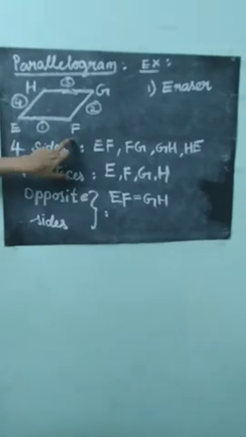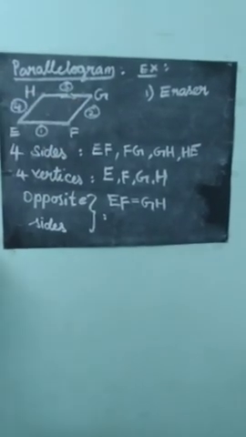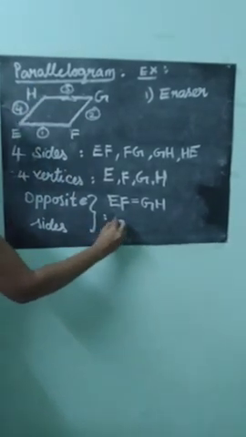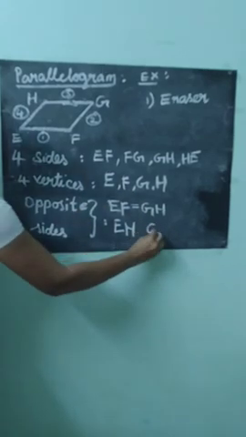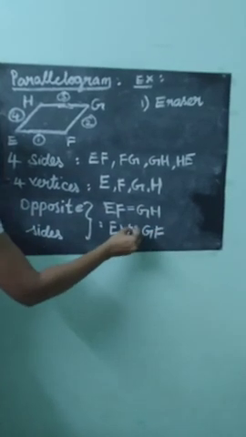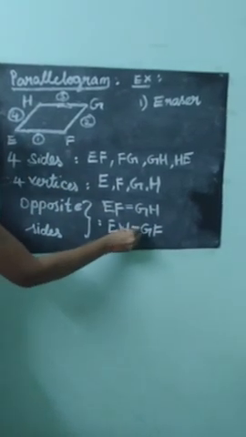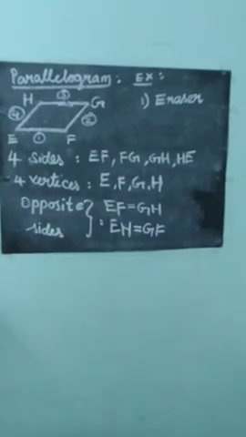So EF is equal to GH. And what is opposite to EH? EH is opposite to GF. So these 2 sides are equal and parallel. Understand?